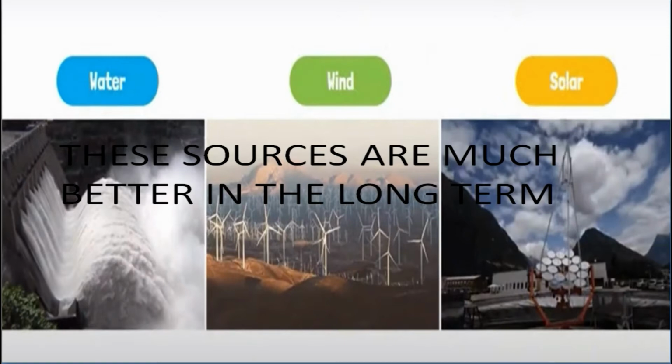This means water, wind and solar energies are renewable. This means you can use them again and again. So don't you think that we should use these water, wind and solar energies to generate electricity?